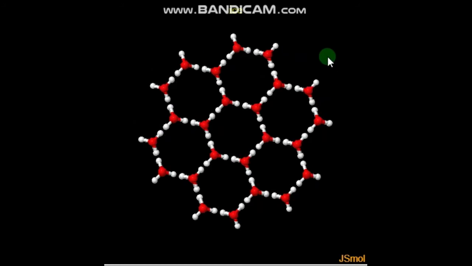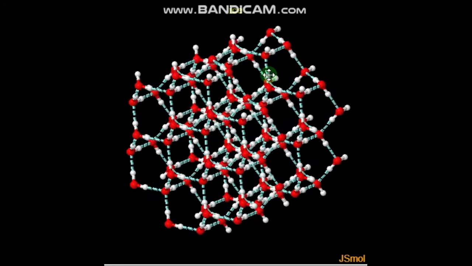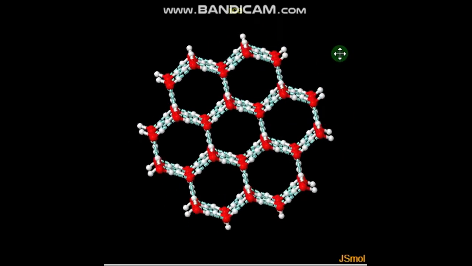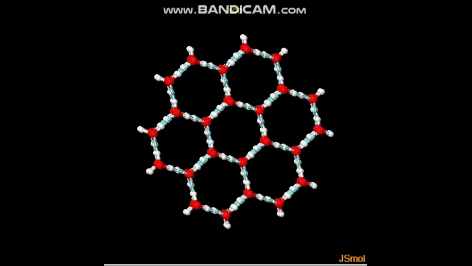Now, as you would expect, the structure is held together primarily by hydrogen bonds because those are the strongest intermolecular forces available between the molecules. And if we show the hydrogen bonds, you can see there's a whole network of them both between the layers and within the layers like that.